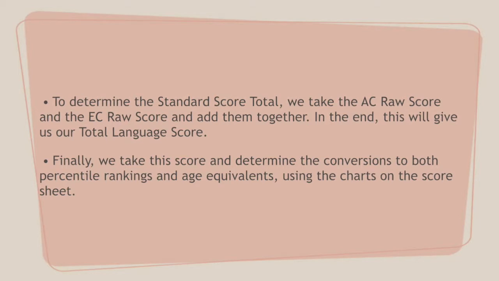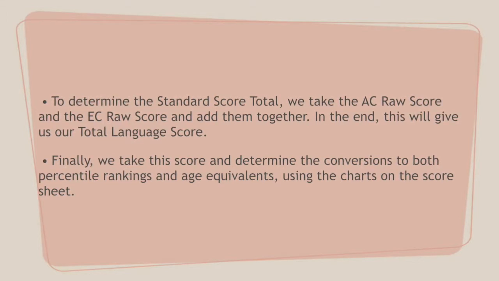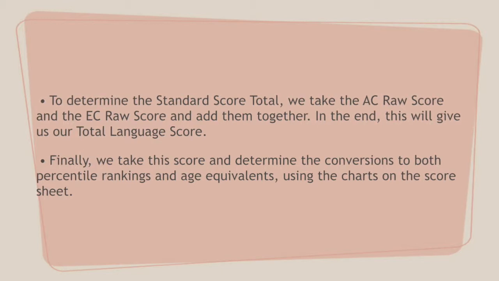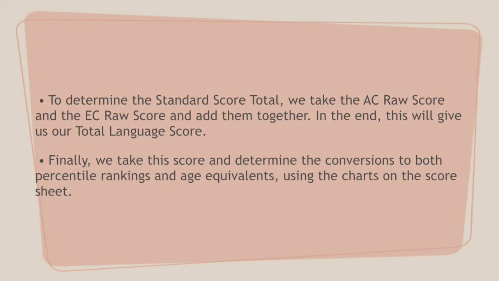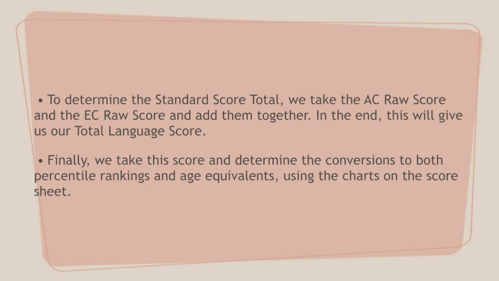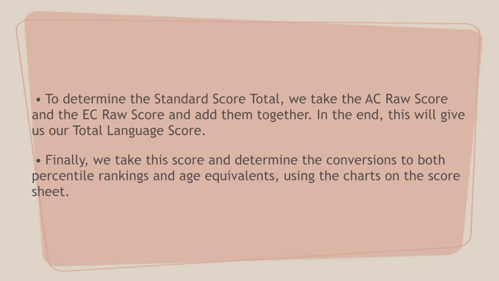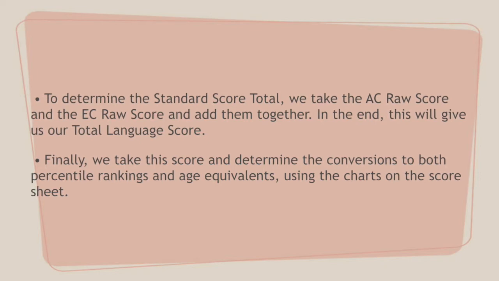To determine the standard score total, we take the auditory comprehension raw score and the expressive communication raw score and add them together. In the end, this will give us our total language score. Finally, we take this score and determine the conversions to both percentile rankings and age equivalents using the charts on the score sheet.